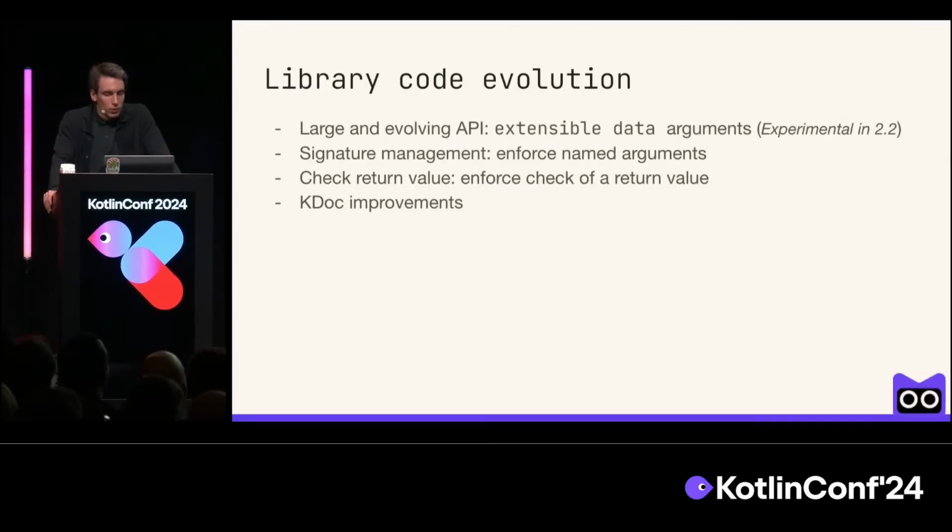And it was one of the features dedicated to the area of library code evolution. In this area, we are also working on signature management features, aiming at providing mechanisms to enforce named parameters or check return values, which becomes more and more important when you are managing resources in Kotlin. And of course, we have a lot of data regarding kdoc, so we are going to provide improvements here as well.